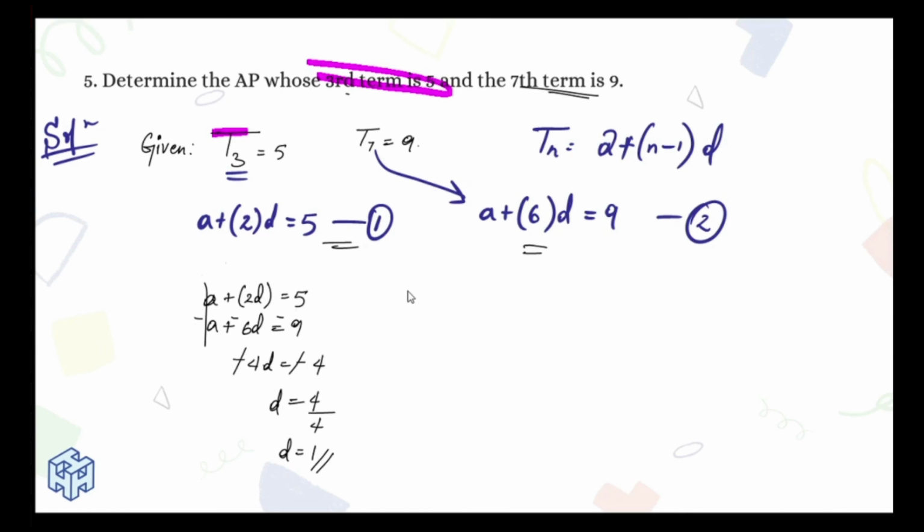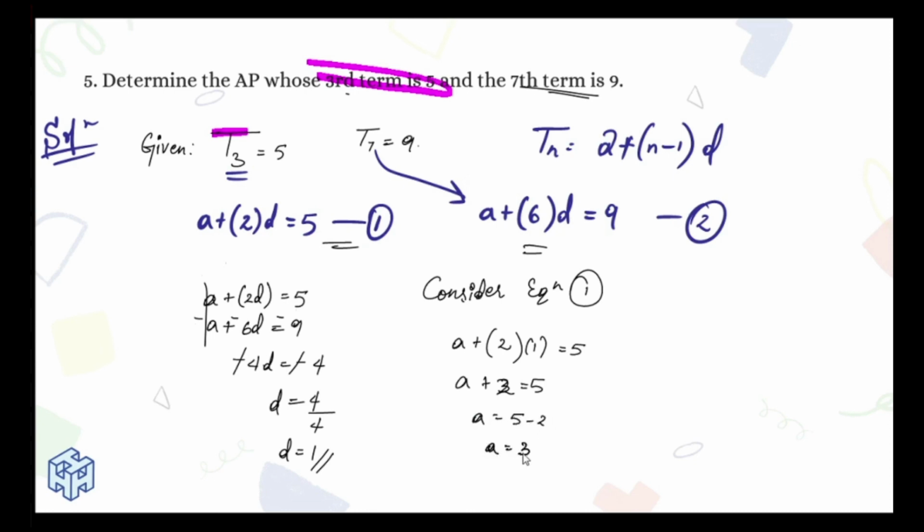Now we can determine the AP. Substitute the value of d in any one of the equations. So let me consider equation 1. So a plus 2 into 1 is equal to 5. Then a plus 2 is equal to 5. Therefore a is equal to 5 minus 2, a is equal to 3. So our first term is 3.